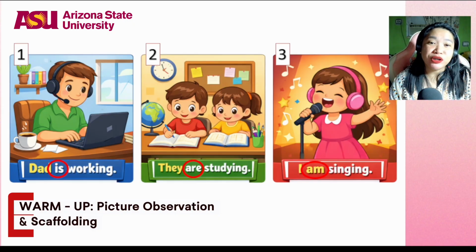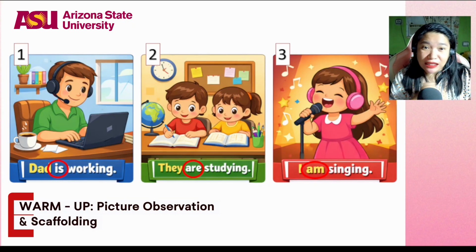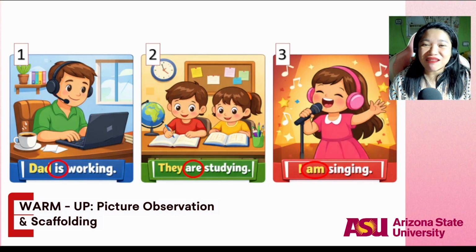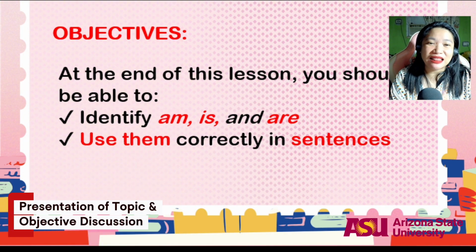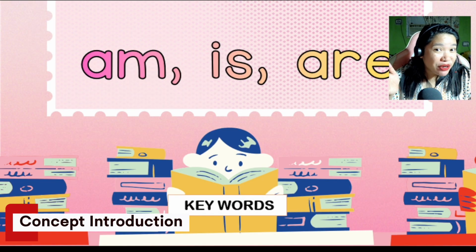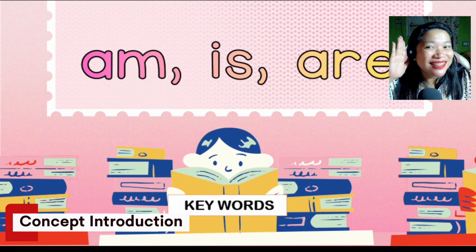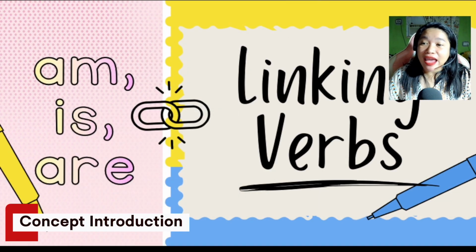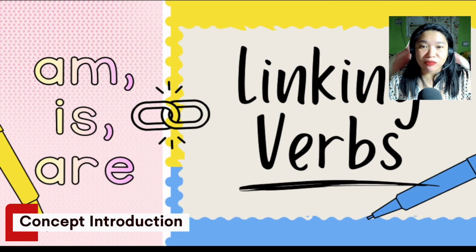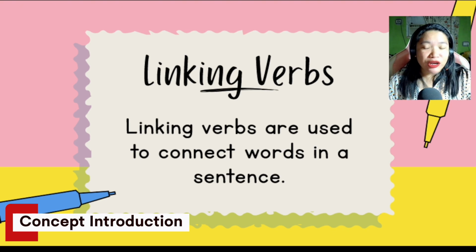These are very important words in English. And today, we will learn how to use them correctly. At the end of our lesson, we should be able to identify am, is, and are, and use them correctly in sentences. Remember our keywords, am, is, and are. Very good. Am, is, and are are linking verbs. Linking verbs are used to connect words in a sentence.